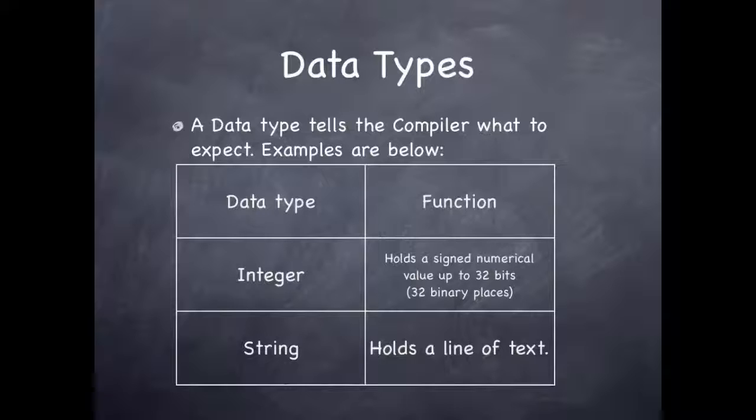It can be either really small or really large in space, and it only holds text, which is shown by putting quotes around a line of any alphanumeric characters, and even the symbols.